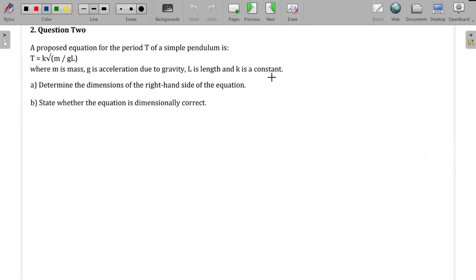Question 2 is saying a proposed equation for the period T of a simple pendulum is T, which is period, being equal to k times the square root of open bracket m over gl, close bracket, where m is mass, g is acceleration due to gravity, l is the length, and k is a constant. A. Determine the dimensions of the right-hand side of the equation. B. State whether the equation is dimensionally correct. And this is from tutorial sheet 2.